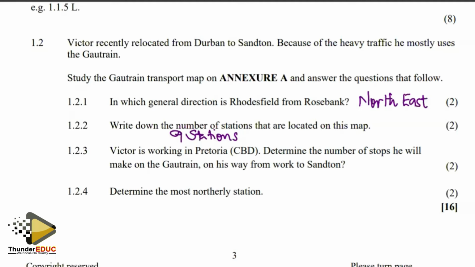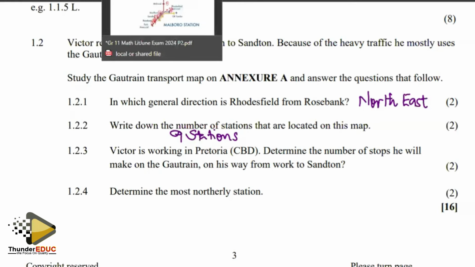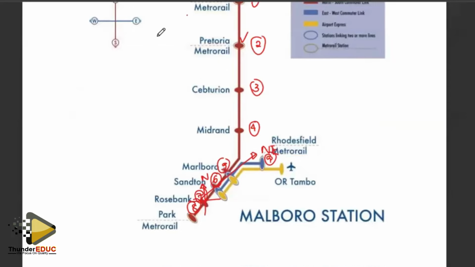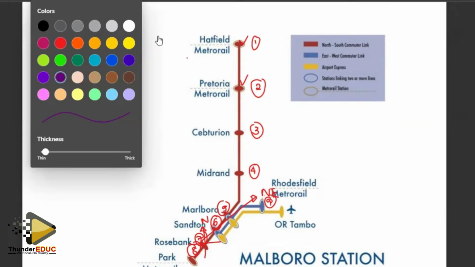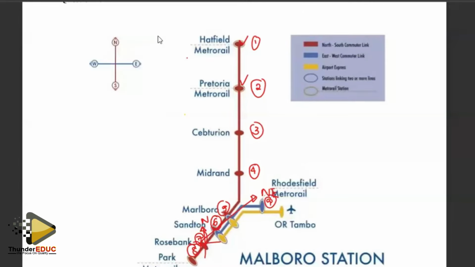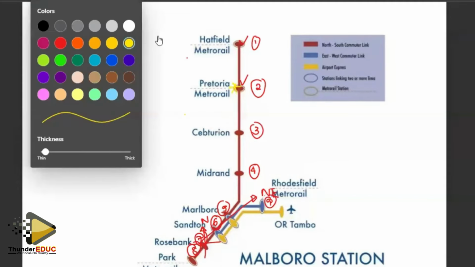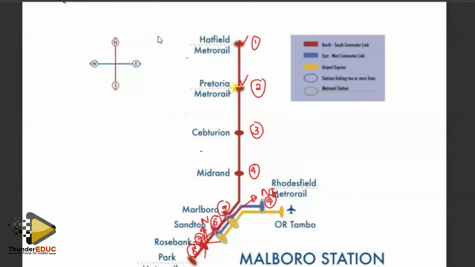Victor is working in Pretoria CBD. Determine the number of stops he will make on the Gautrain on his way from work to Sandton. So he works in Pretoria. So here we are. How many stops are we going to see? Okay, we have 3.